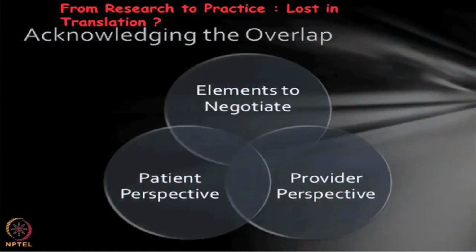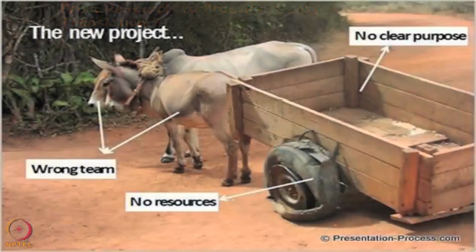So from research to practice, are we lost in translation? There are some gaps or some elements which we need to negotiate. To start any project, you need a correct team, good adequate resources, and a clear-cut purpose as to what you exactly want. Being a part of a premier institution like IIT, I'm sure you will not have a problem in getting adequate resources, and the team also would not be a problem. However, the purpose has to be absolutely clear.